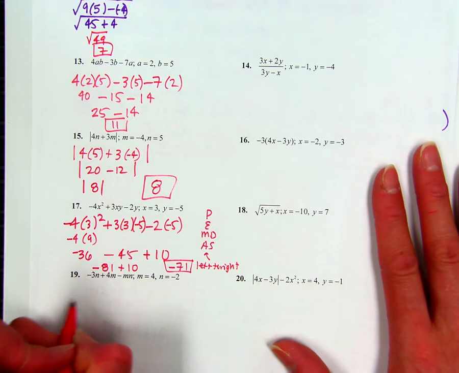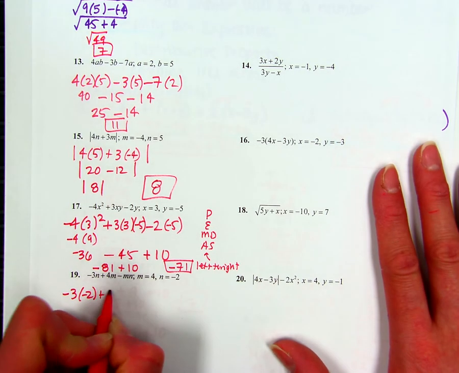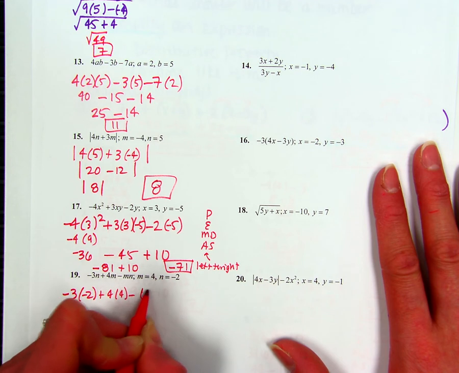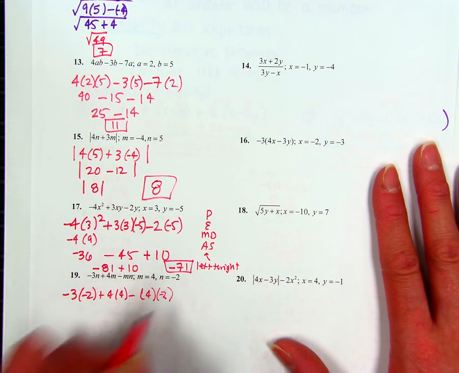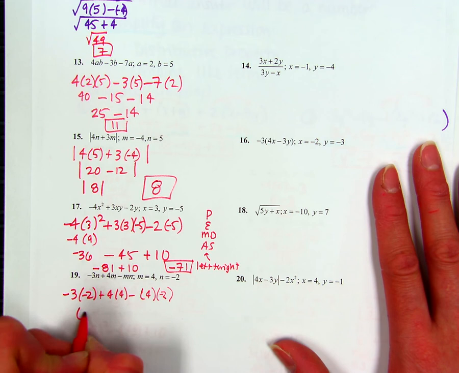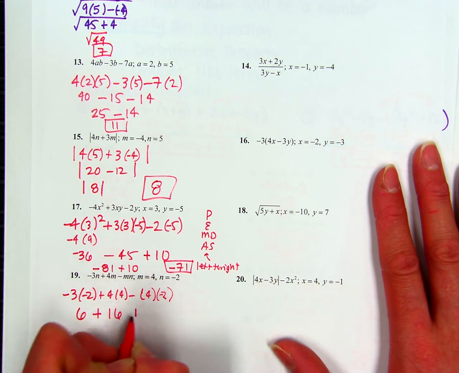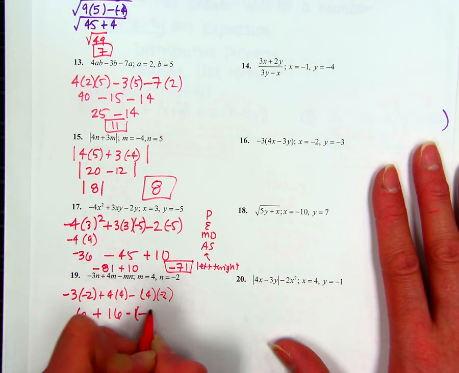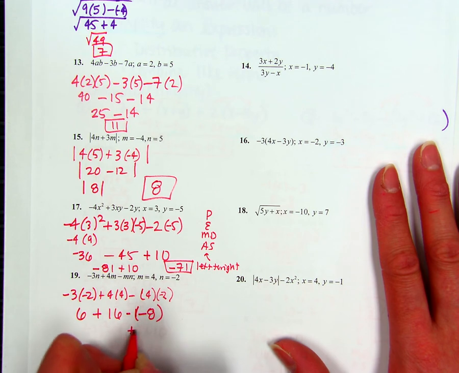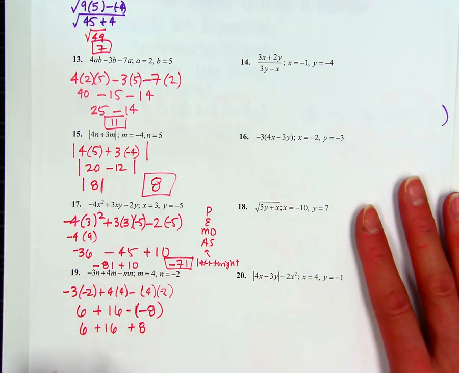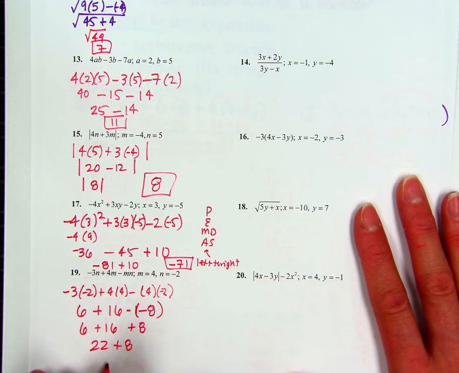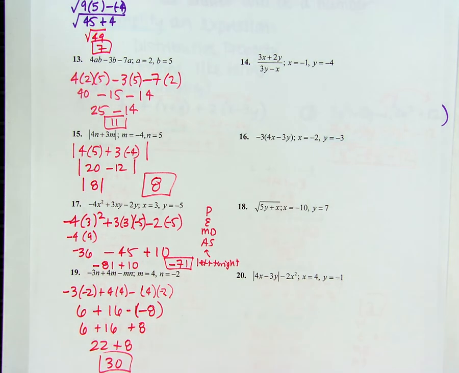All right, and then the last odd problem, we got 3 times negative 2 plus 4 times 4 minus 4 times negative 2. So we got positive 6 plus 16 minus, this is negative 8. So minus a negative 8 is really going to be a plus 8. Okay, and then if I add from left to right, I have 22 plus 8, which is 30.